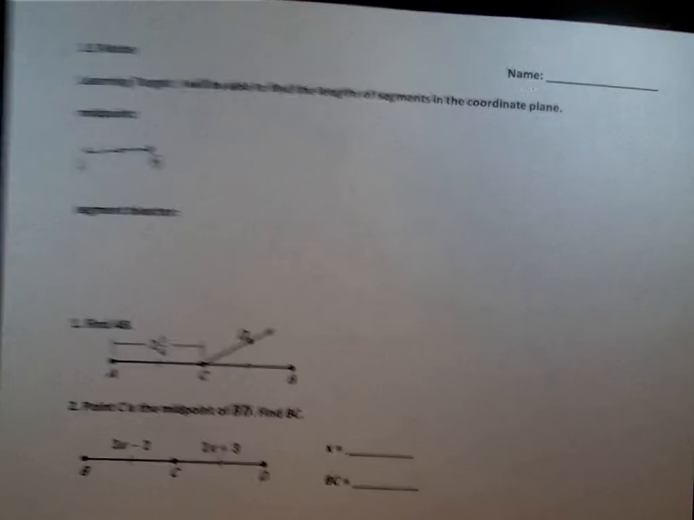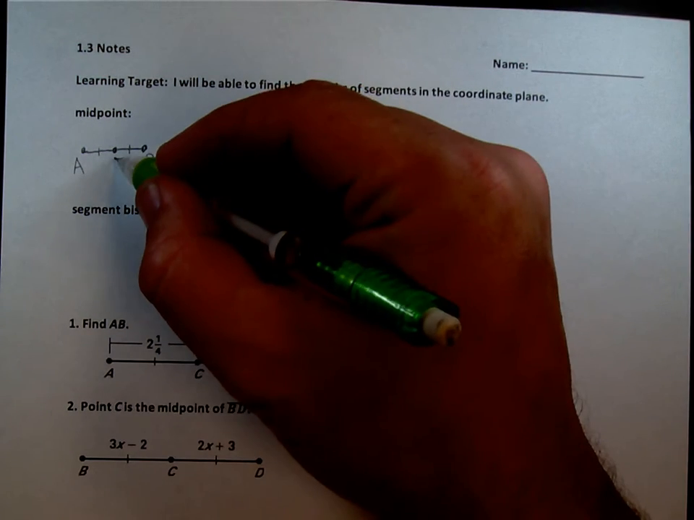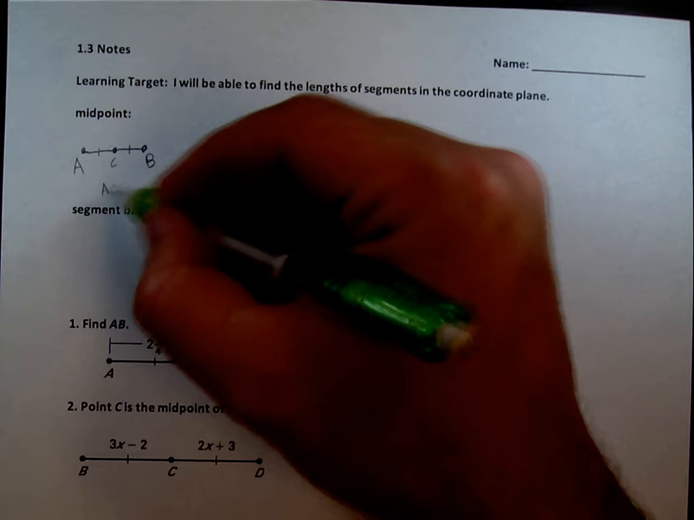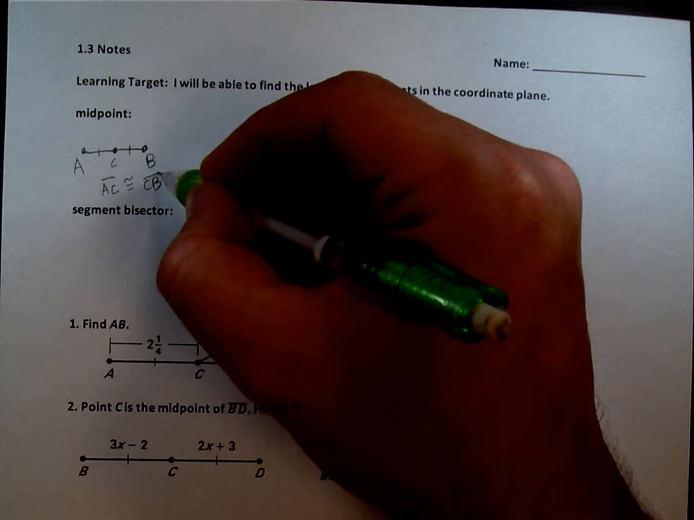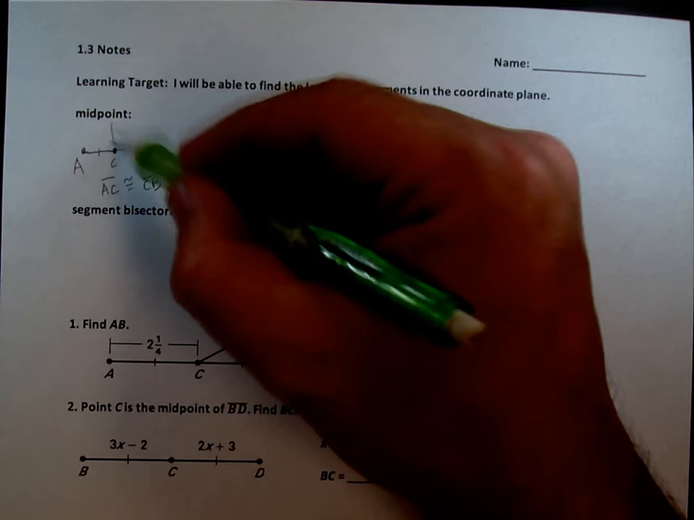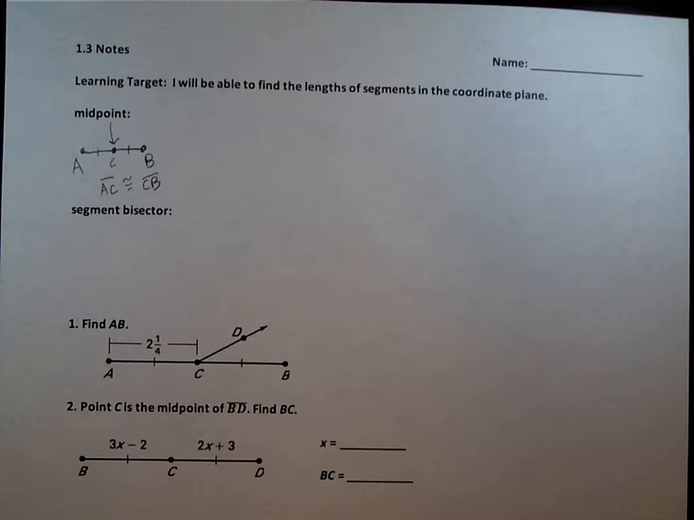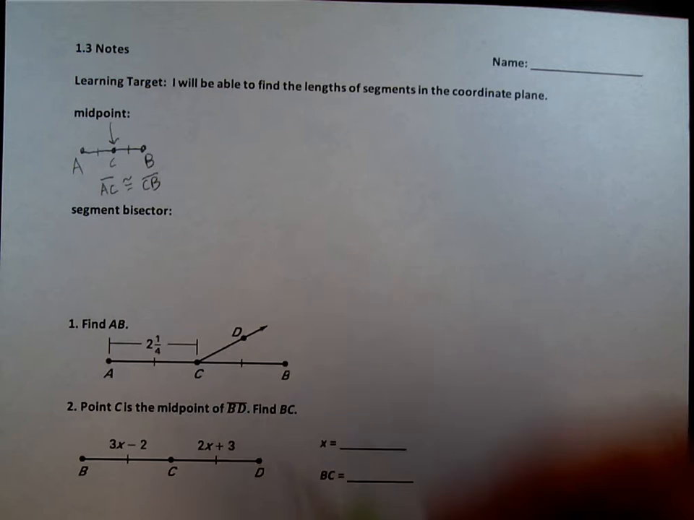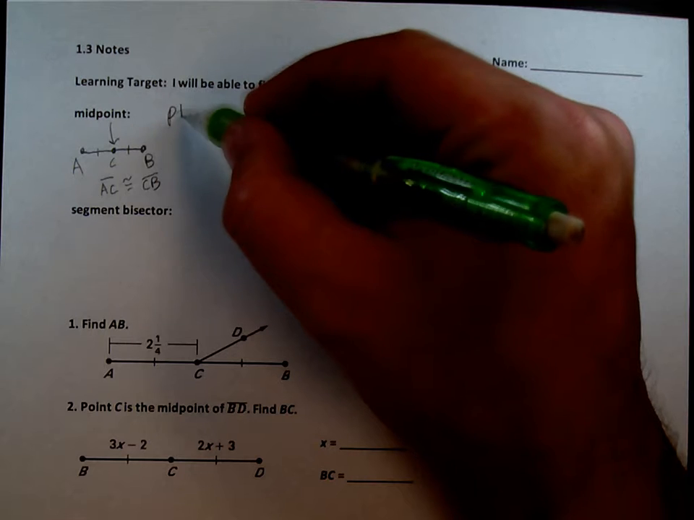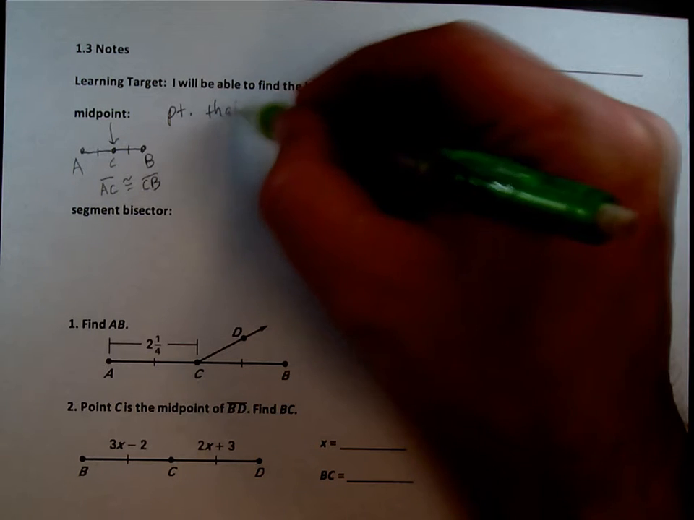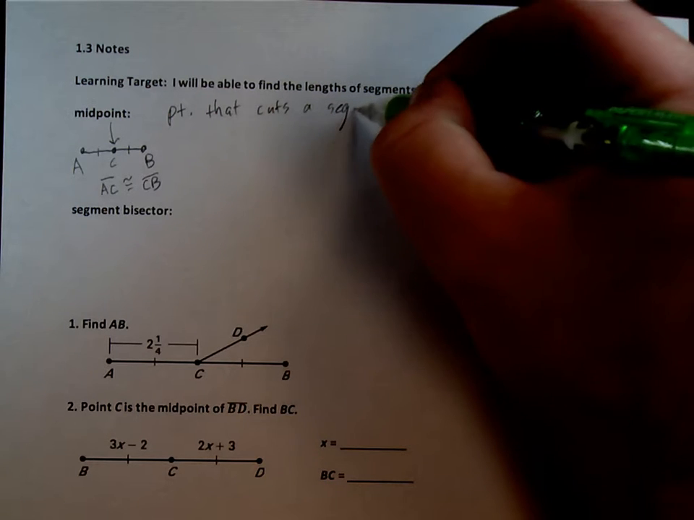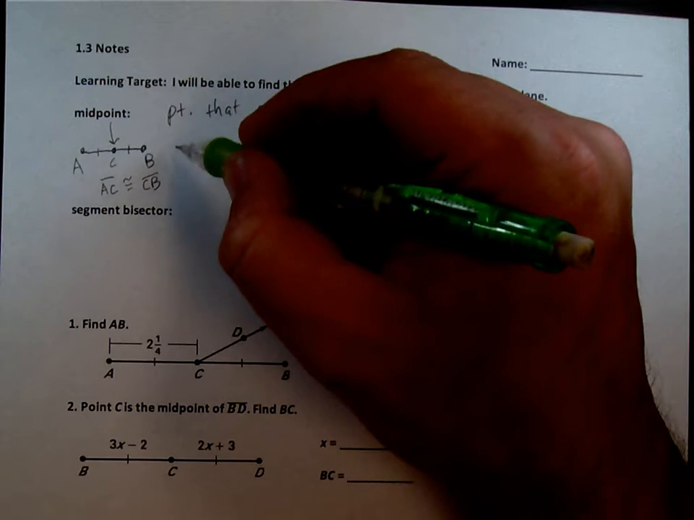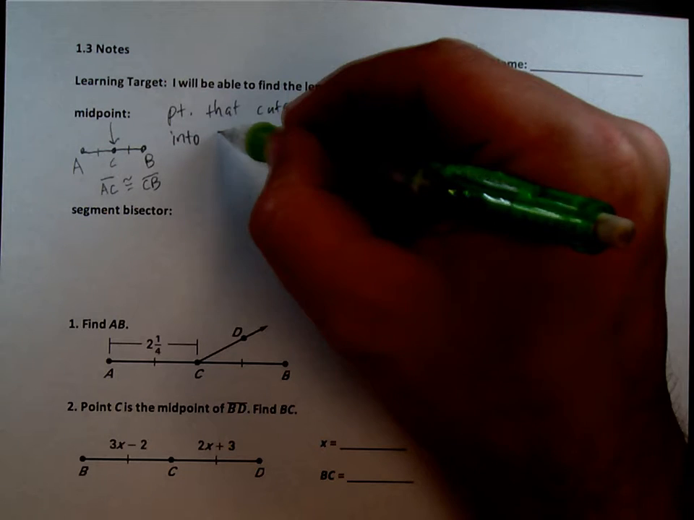So I'll mark the little hash marks on both sides. And so now at this point, we know that segment AC is congruent to segment CB. So the midpoint there would be point C. So it's a point that cuts a segment into two congruent segments. That's kind of the definition. Point that cuts a segment into two congruent segments.